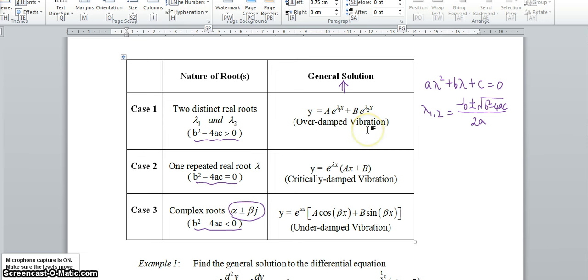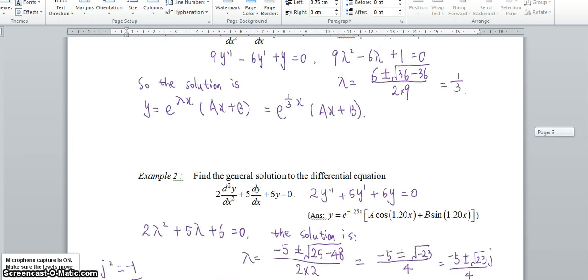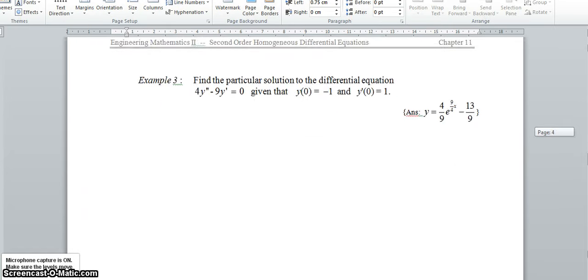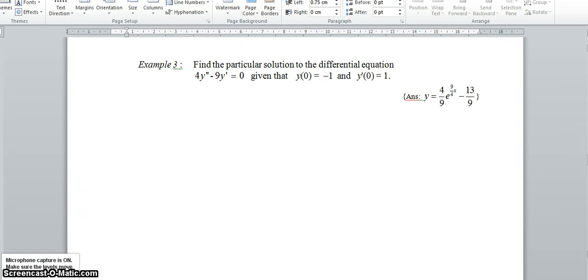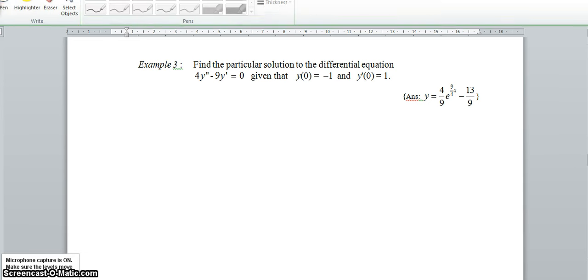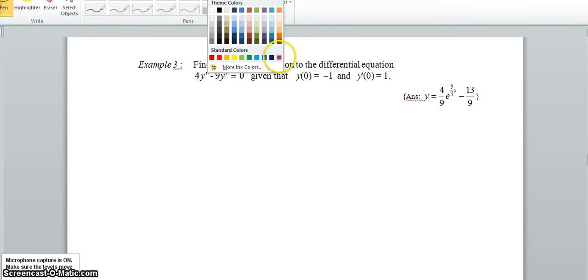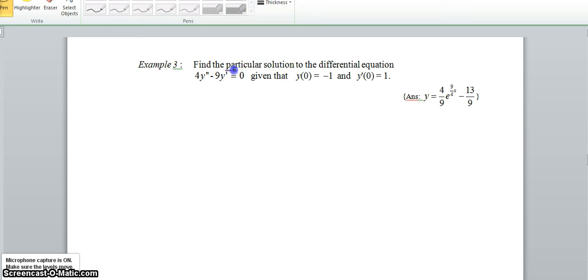So our next question would be, is it possible to find a particular or exact solution for a given problem? The answer is yes, and we'll see how this works out by looking at the next two examples. Okay, let's move on to example 3. Find the particular solution. So pay attention to this question. Now we need a particular solution instead of a general solution.